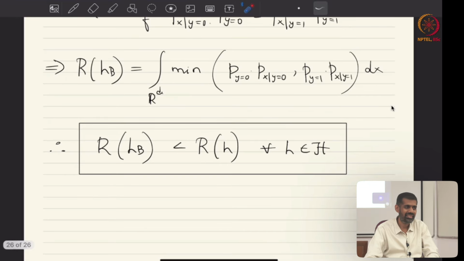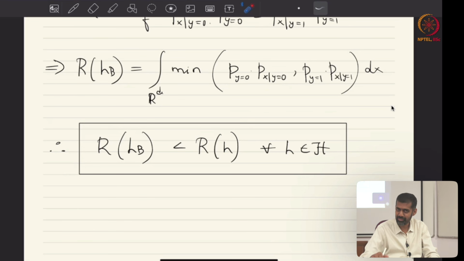Just a guess. No, it's a function. It should be a function of x. See, this Bayes classifier is a function of x. H, the hypothesis, the optimal minimizer of the risk, has to be a function of x. Exactly. It will be the conditional expectation of y given x.